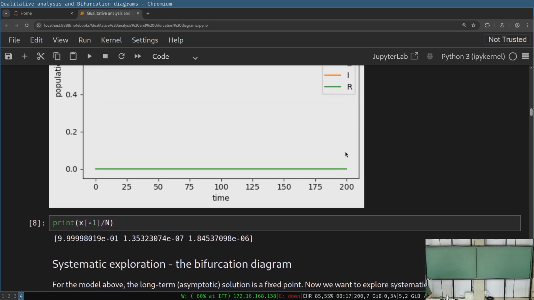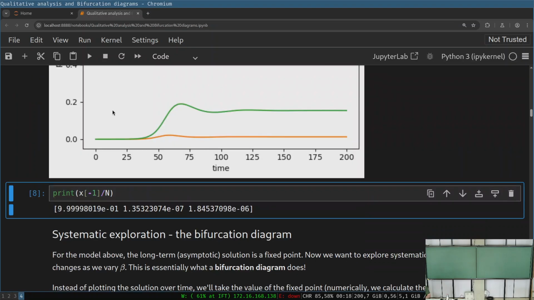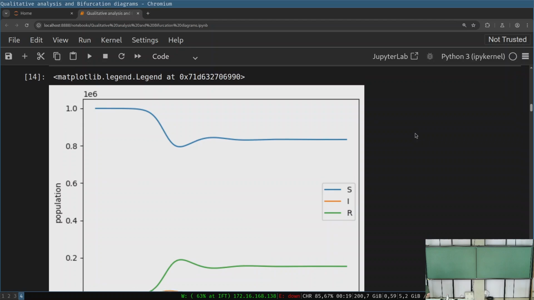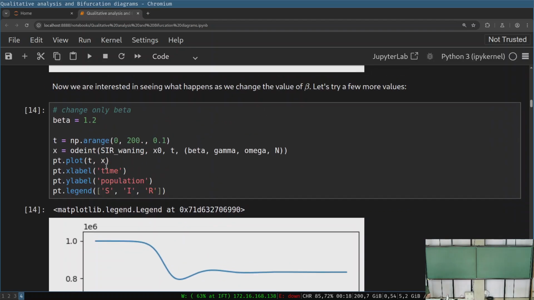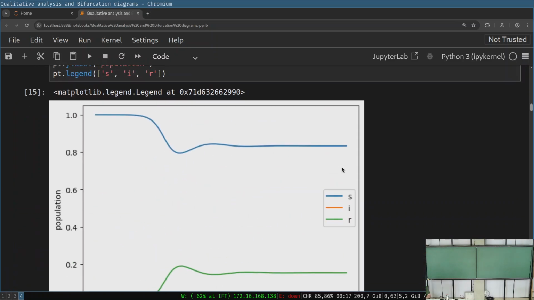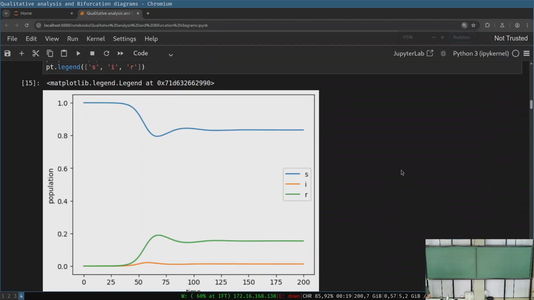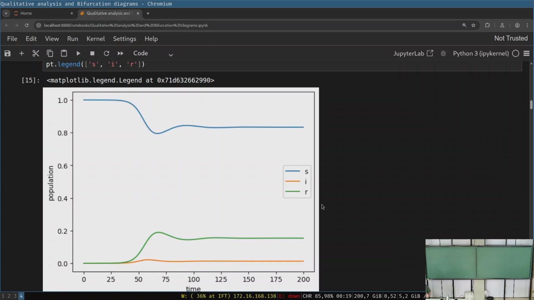So let me go back to the first plot over here, and let me go to beta 1.2. It was like this. I think I will plot the proportion here, so over N, and this is now small s, small i, and small r. That is the proportion of each compartment. And here it is. Smaller font, but you see, this is proportion. So you see that the peak here is close to 20%. And infectious is down here, so it's very, very small.